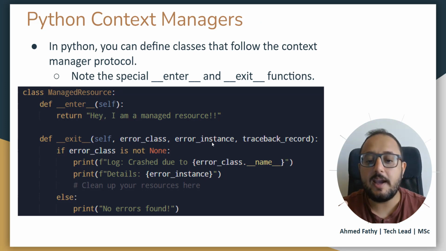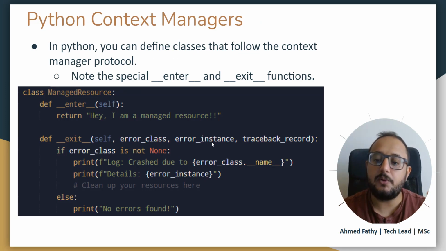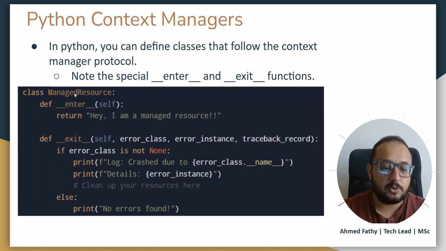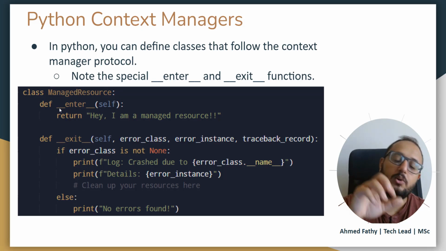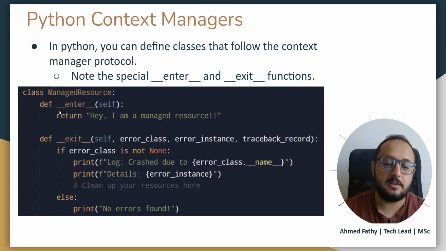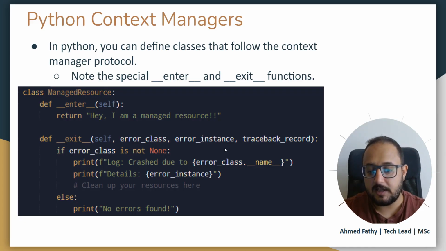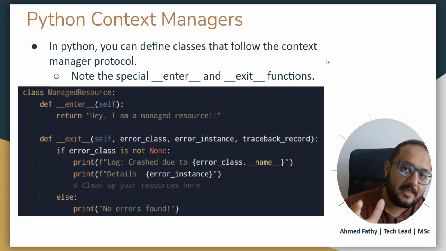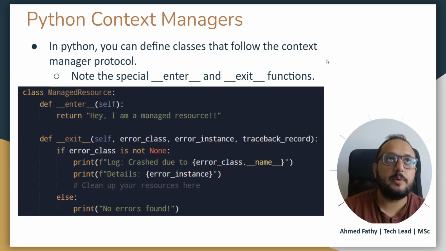So in Python, you can define classes that follow the context manager protocol. This is some sort of class called ManagedResource. And note, you actually define two functions, one called __enter__ and the other called __exit__, and this one must take some extra parameters. What is this?